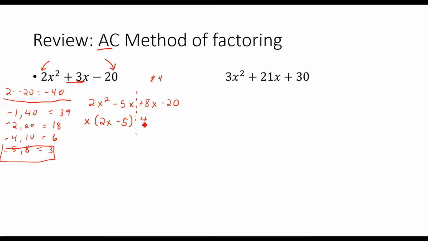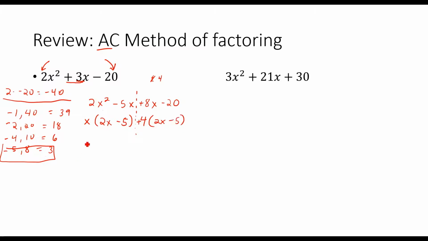So I'm going to go ahead and write that down over here. Because it's a positive 4, I'm going to write down plus 4. And then divide both of these terms by 4. 8 divided by 4 is 2. And then since we have an x, I write it down. And then negative 20 divided by 4 is negative 5.